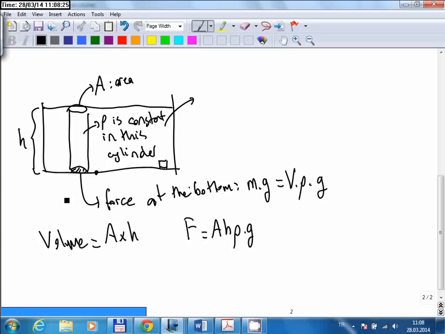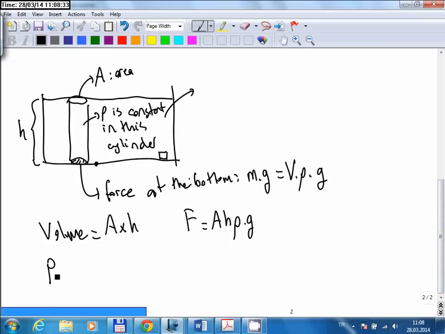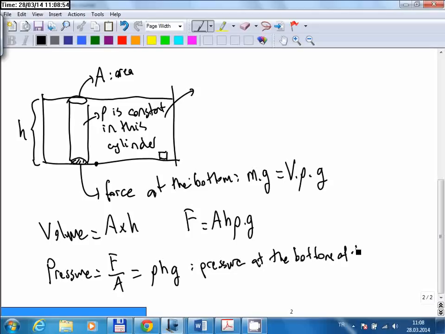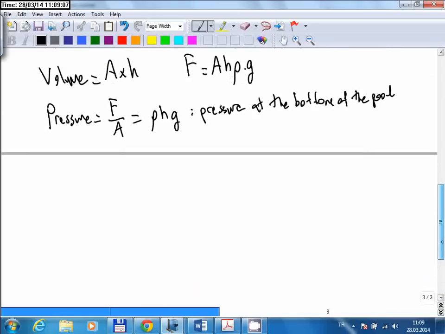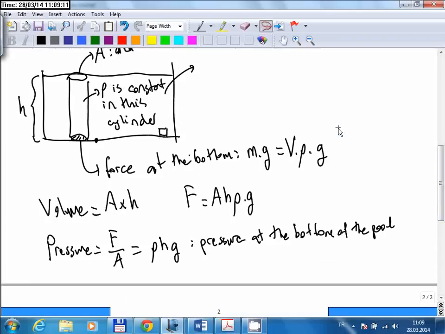So this is the force of the cylinder of water applying at the bottom surface, and the pressure is then going to be force divided by area, and that gives us rho times h times g, right? So this is the pressure at the bottom of the pool. If you look at the results here, the pressure depends on the depth of the water, right? So that means if you increase the depth, then the pressure will be increased by the same amount. So there's a linear relation here.